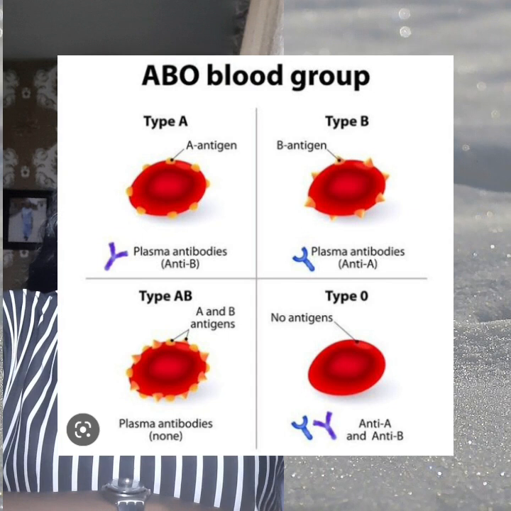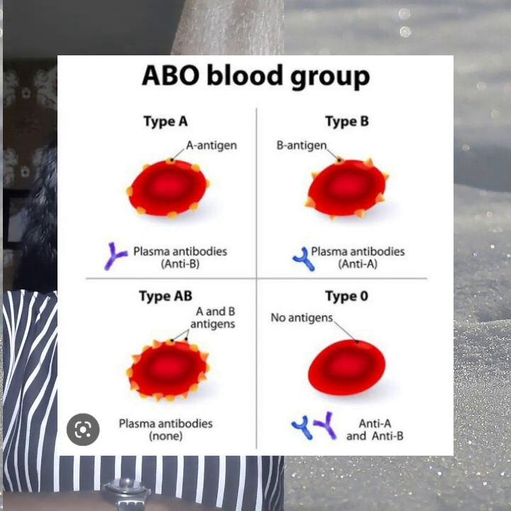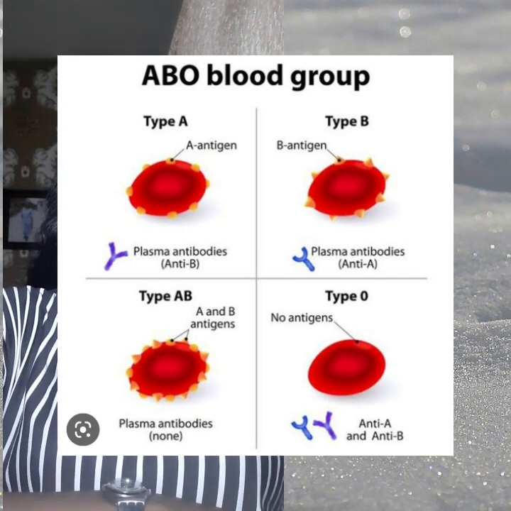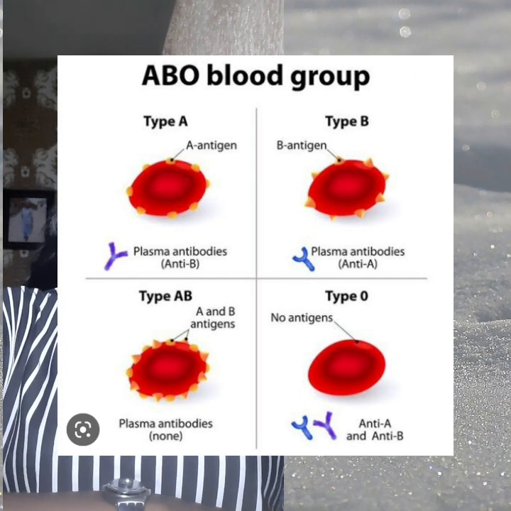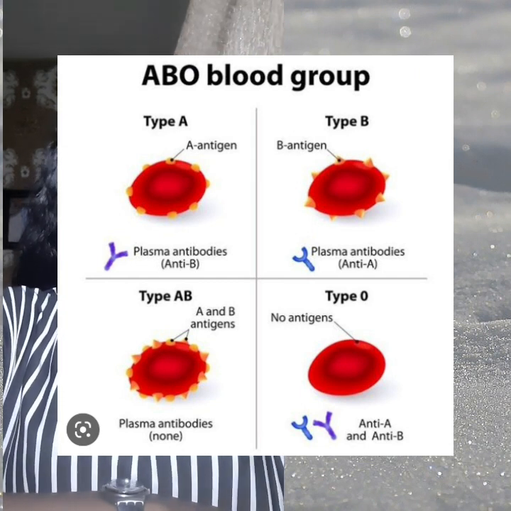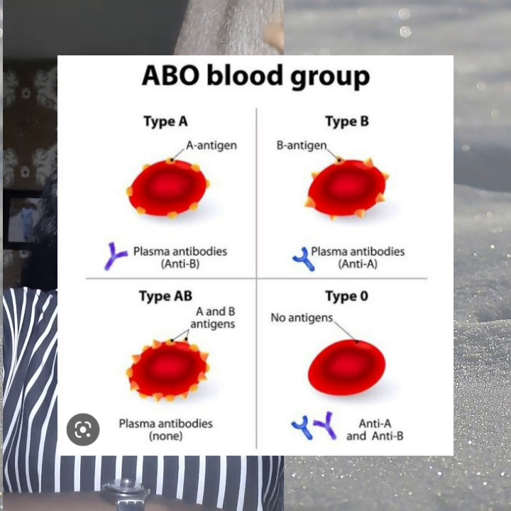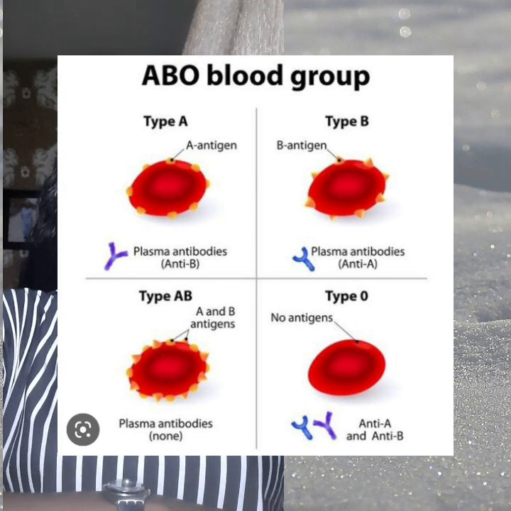Your red blood cell determines the kind of antigen that you're going to carry on your blood type. For example, a blood type of A will be carrying an antigen of A. A blood type of B will be carrying a B antigen. A blood type of AB will be carrying both A and B antigens. And a blood type of O doesn't have any antigen on it, hence why it is called a universal donor.